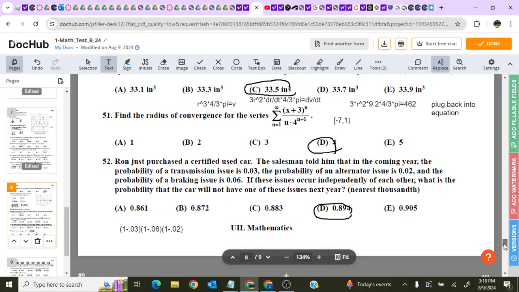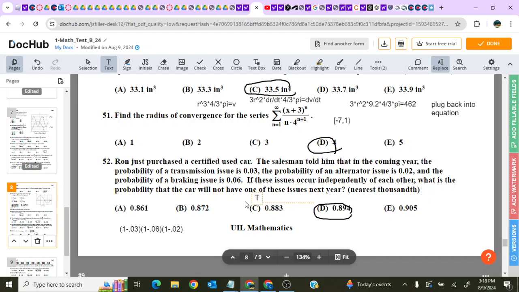Ron just purchased a certified used car. The salesman told him that in the coming year, the probability of a transmission issue is 0.03, another issue is 0.02, and a braking issue is 0.06. If they're independent, what's the probability that none of them happen?